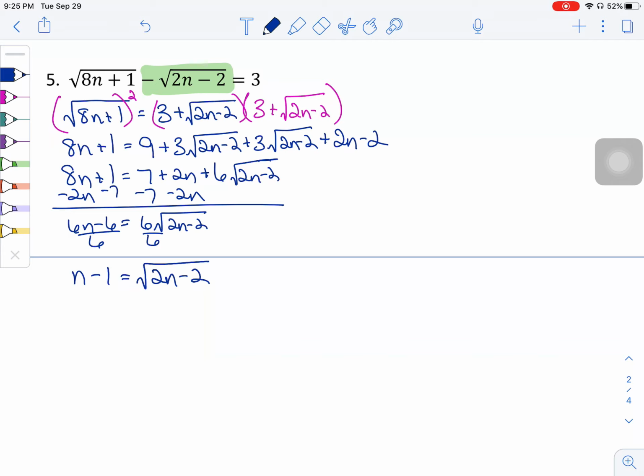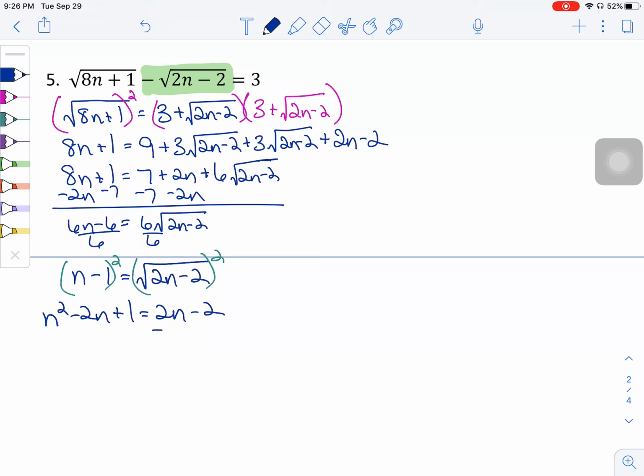All of that work that we just completed eliminated one of the 2 square roots that we started with. Now, unfortunately, we have another square root to eliminate, so we're back in the position where we want to square both sides. So on the left side, I've got n squared minus 2n plus 1. On the right side, the square and the square root cancel, so 2n minus 2. All of the roots are now gone. Our job is to solve this.